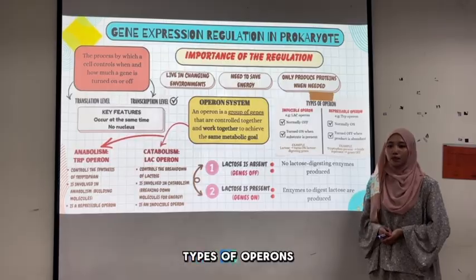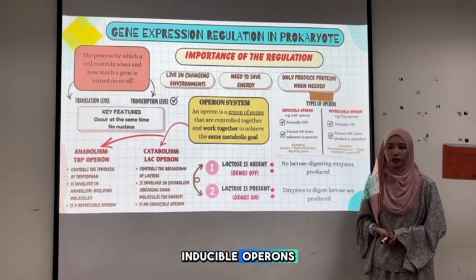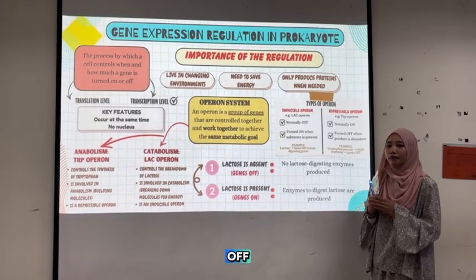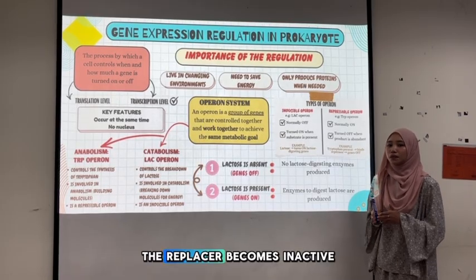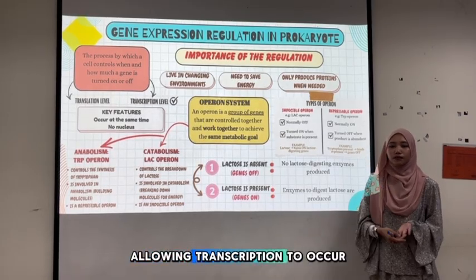Lastly, a regulatory gene, which produces a repressor protein. There are two main types of operons. The first one is the inducible operon. This operon is normally off, but it turns on when lactose is present. When lactose binds to the repressor, the repressor becomes inactive, allowing transcription to occur.